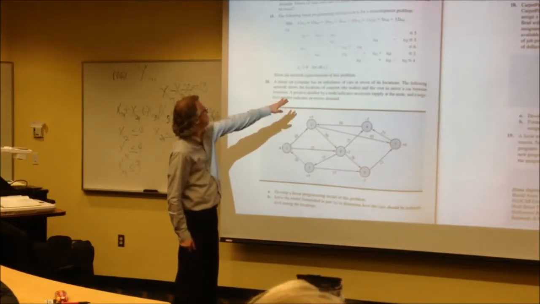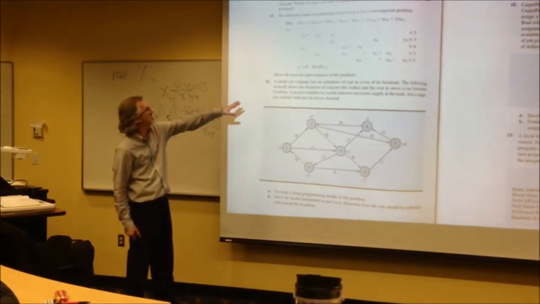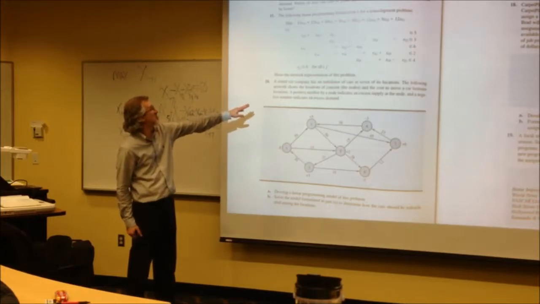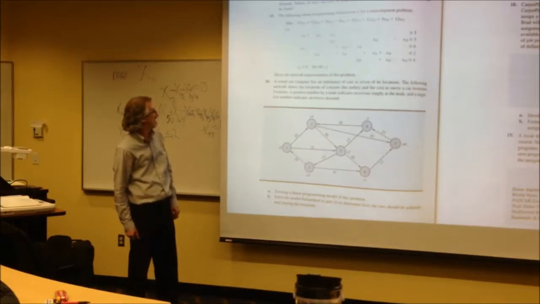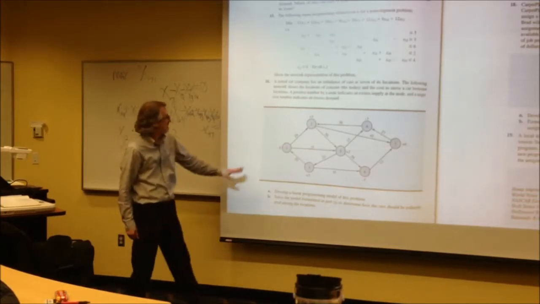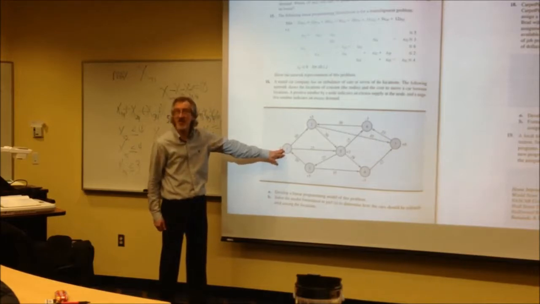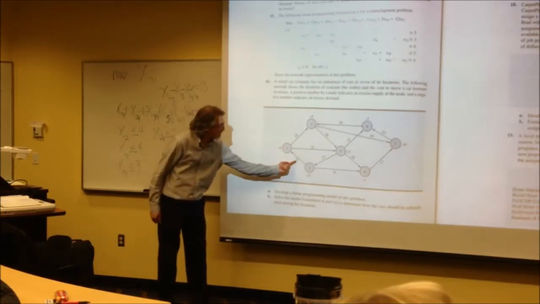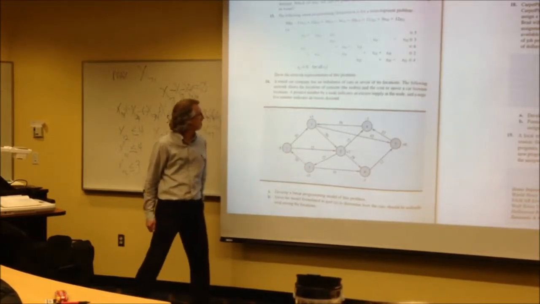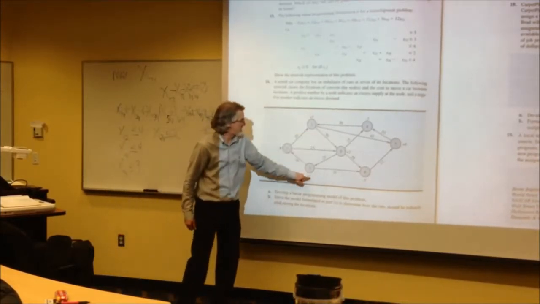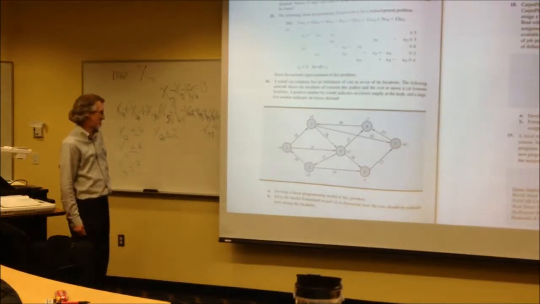A rental car company has an imbalance of cars at 7 of its locations. The following network shows the locations of concern, the nodes, and the cost to move the cars between the locations. The positive number of nodes indicates an excess supply at the node, and a negative number indicates an excess demand. So we have too many in demand here and not enough of supply. We have extra 3 here and up to 20 to be shipped, I guess. I don't know how these numbers are going to come into play, but we'll see.